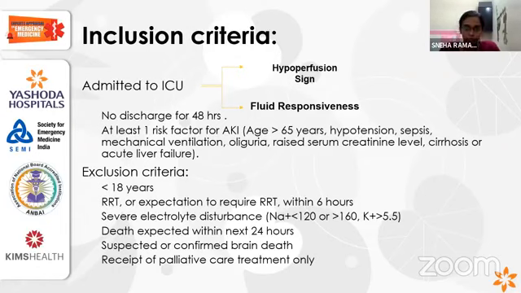The patients who were excluded were those less than 18 years, those who required RRT or were expected to require renal replacement therapy within 6 hours, and those who had severe electrolyte disturbances, that is sodium less than 120 or greater than 160 or potassium greater than 5.5. This hyperkalemia exclusion criterion was later removed after randomization, and these patients were included in the study population. Other excluded patients were those with death expected within the next 24 hours, suspected or confirmed brain death, and patients on palliative care.